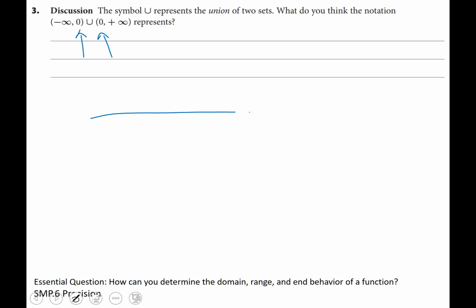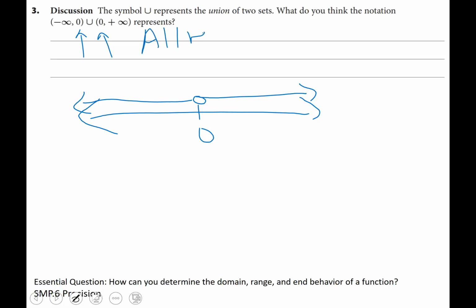If we were going to draw a picture of it, I'm going to draw my arrows over the top. It basically includes everything to the left of 0 and everything to the right of 0, but not 0 itself, because the parentheses say that 0 is not included. So we would say that it includes all real numbers except 0.